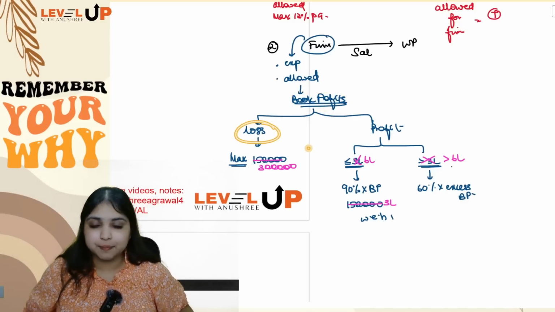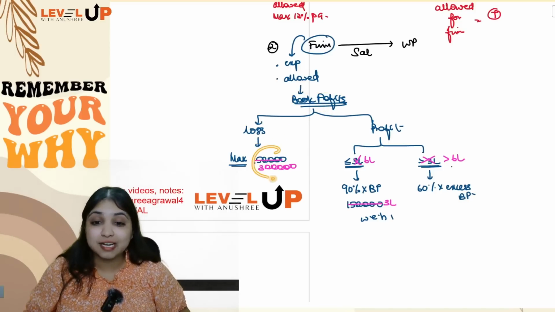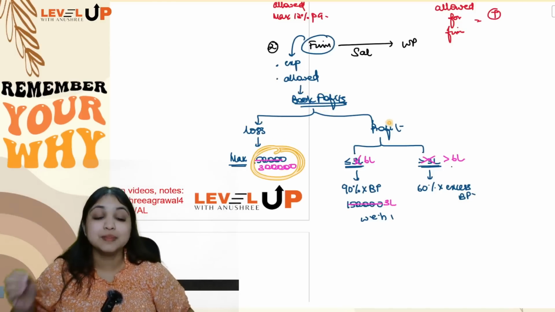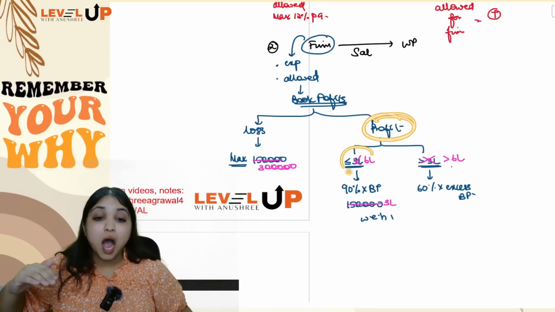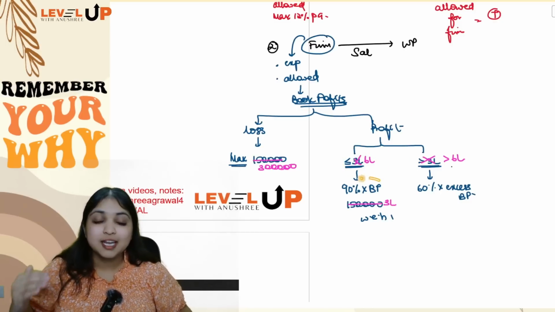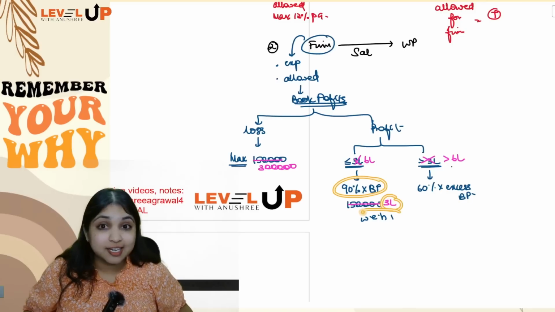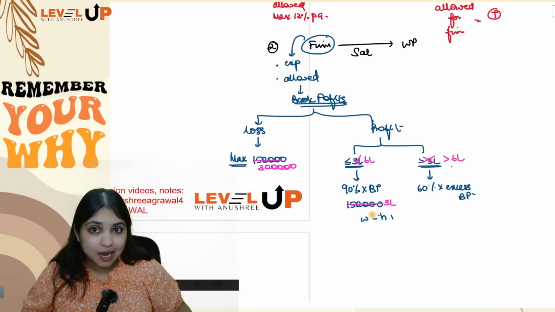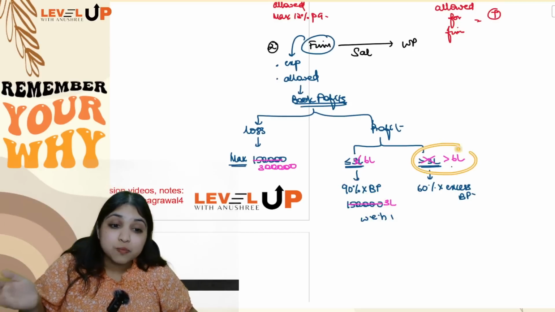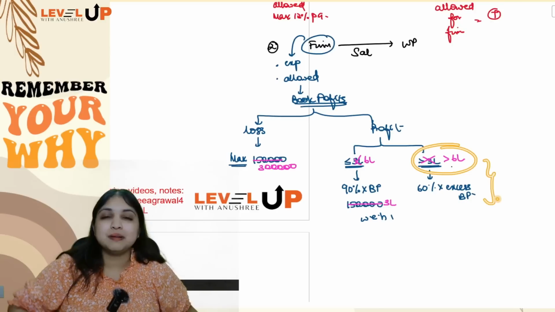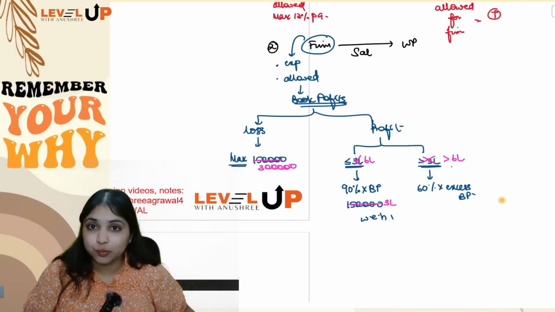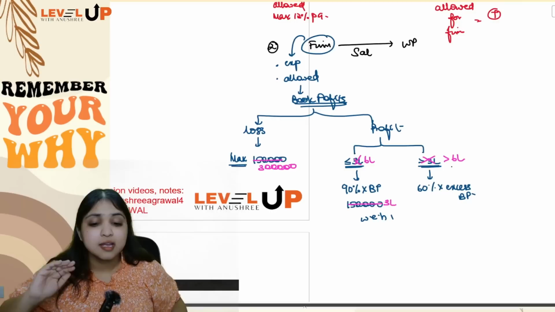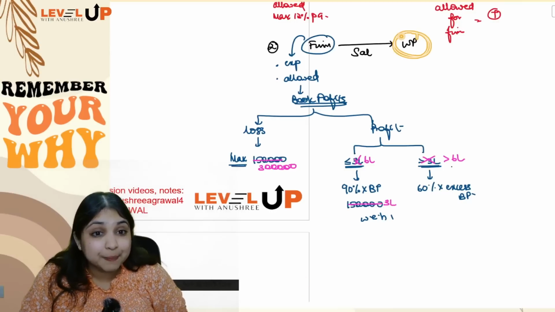If it's a negative number, maximum salary that will be allowed will be 3 lakh for the firm. If it's a positive number, up to 6 lakh of the book profit, 90% of the book profit or 3 lakh, whichever is higher, this will be the maximum amount which will be allowed for the firm. And if it is more than 6 lakhs, then 60% of the excess book profit is what will be allowed for the firm. Alright, now but what if it's a sleeping partner?